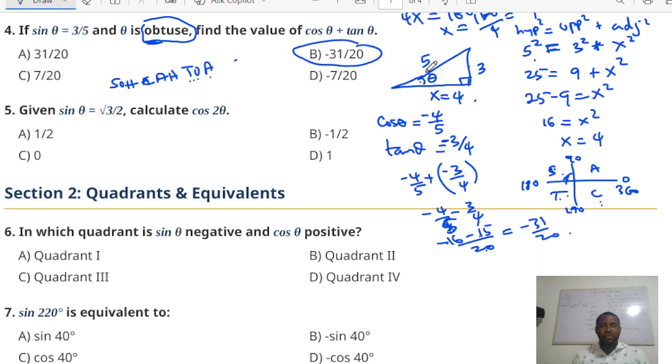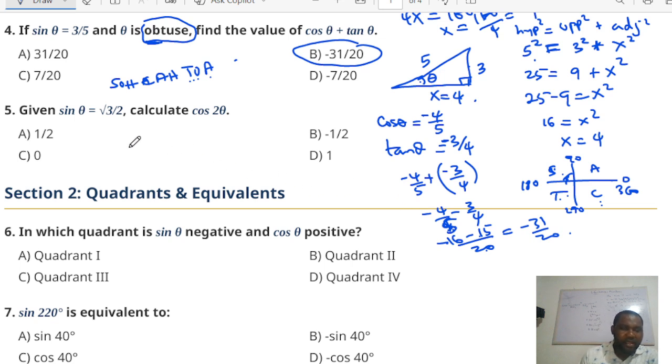Yes. So you see that this is quite very important, and we are going to be looking at quadrants very soon, so that will help you appreciate this. Okay, now look at the next one, the number 5 question. It says, given sine theta to be equal to root 3 over 2, calculate cos 2 theta. The same thing we just did, exactly the same thing.